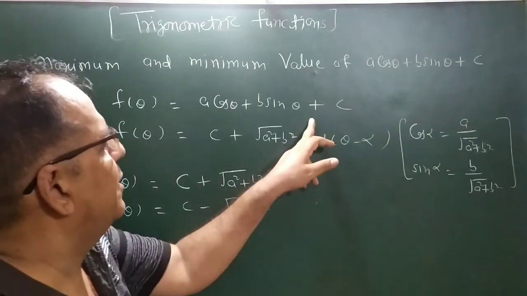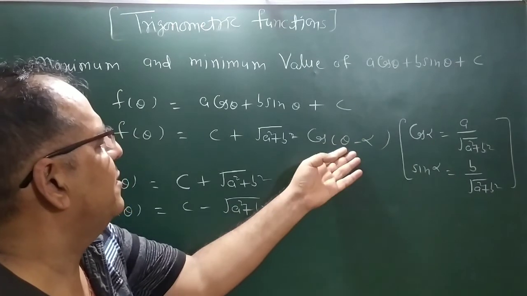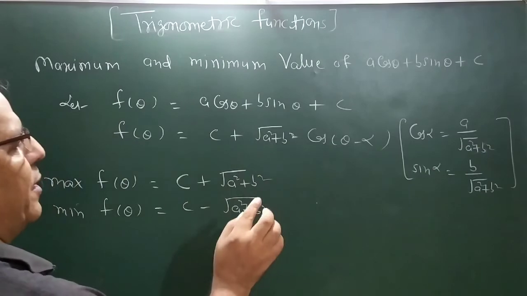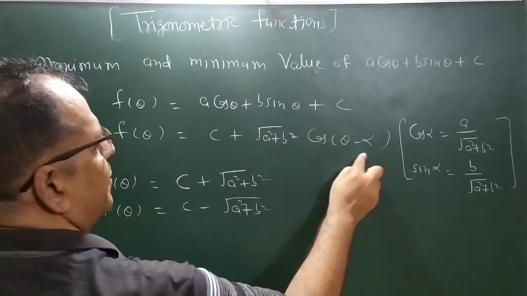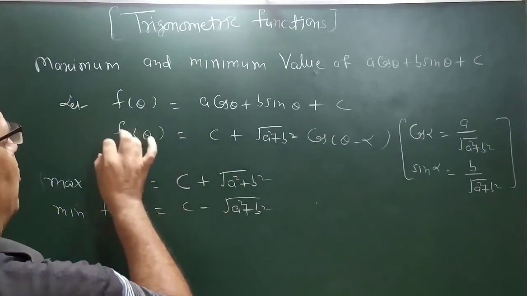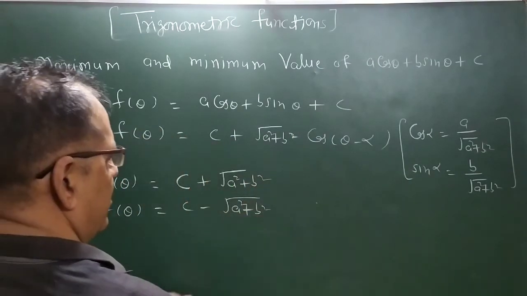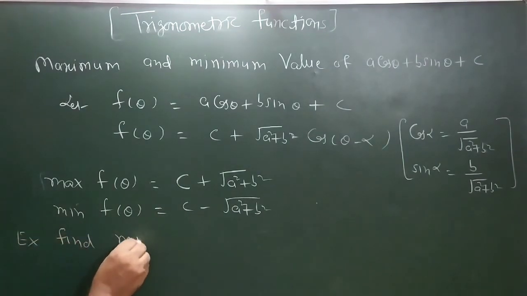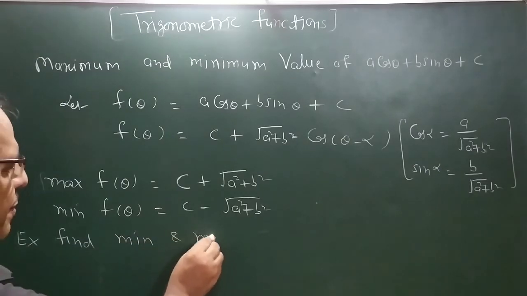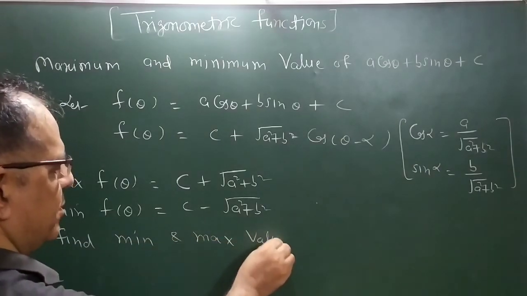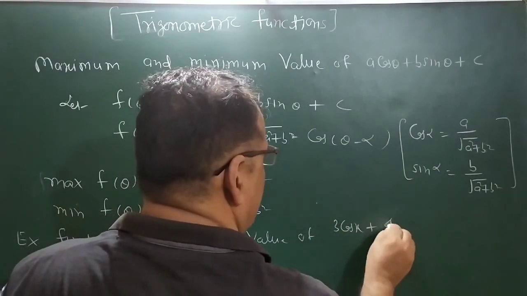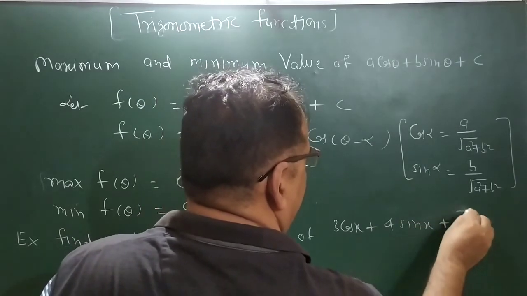Because we know the maximum value of cos theta minus alpha is 1, the maximum value of the whole expression is c plus under root a square plus b square. Similarly, the minimum value of cos theta minus alpha is minus 1, so the minimum value of the whole f theta is c minus under root of a square plus b square. Now suppose I am given an example of a question: find the minimum and maximum value of 3 cos x plus 4 sin x plus 7.